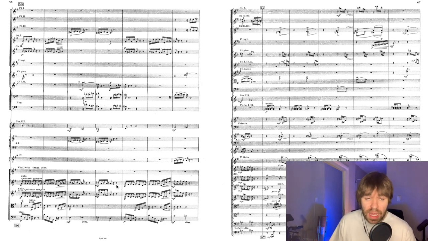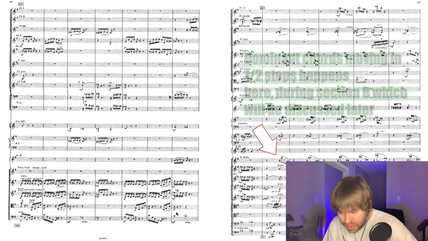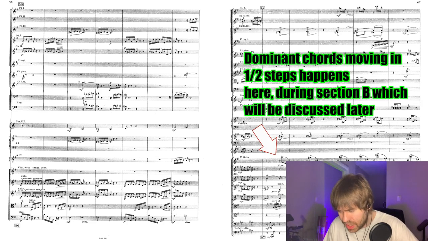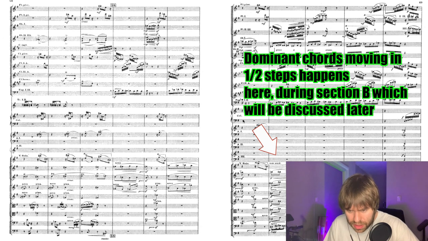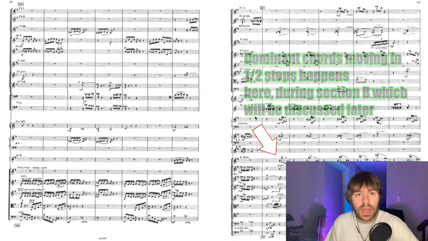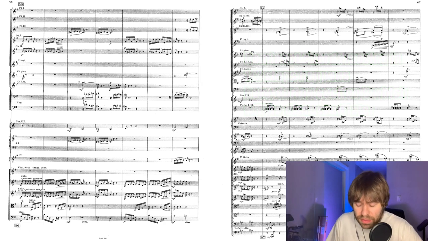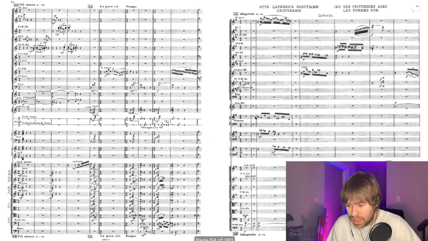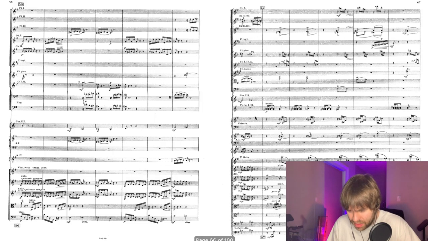Stravinsky simply climbs chromatically through a series of dominant chords. If you've heard the piece, you know the section I'm talking about. So again, it's just another harmonic device to take from Stravinsky: do something kind of down the middle, climbing chromatic dominant chords. It sounds great, to be honest with you.